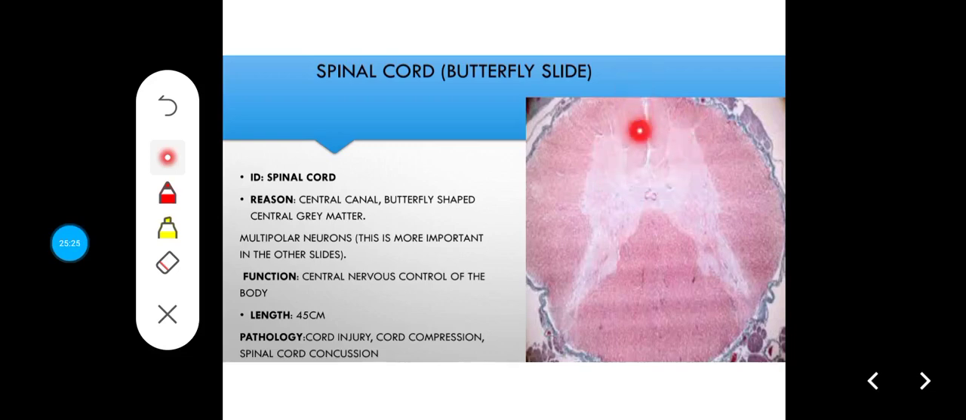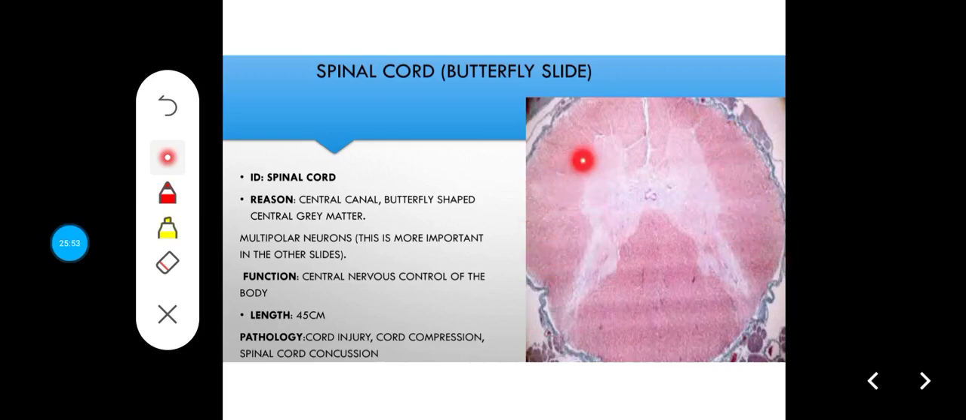And then this is the anterior median fissure. The posterior sulcus is not visible here. So this is the posterior white column. This is the anterior white column. This is the lateral white column.